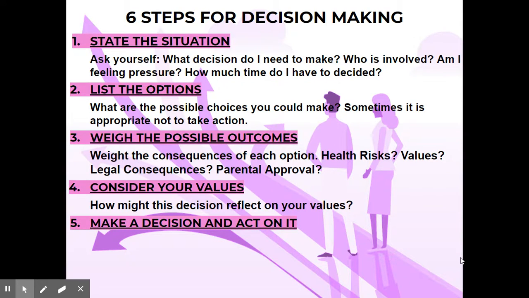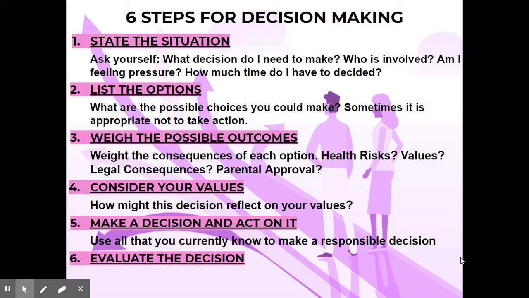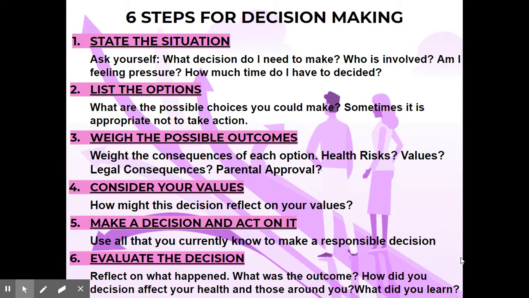Number 5 is to make a decision and act on it. Use all that you currently know to make a responsible and wise and healthful decision. And then 6 is evaluate your decision. Reflect on what happened. What was the outcome? How did you decide? How did your decision affect your health and those around you? And what did you learn?